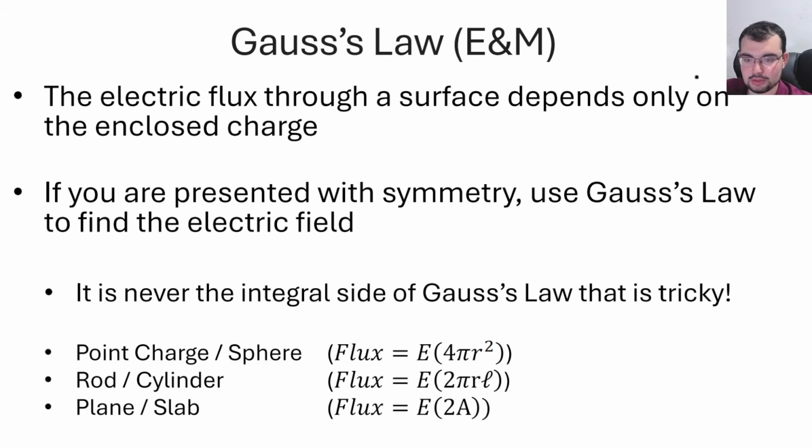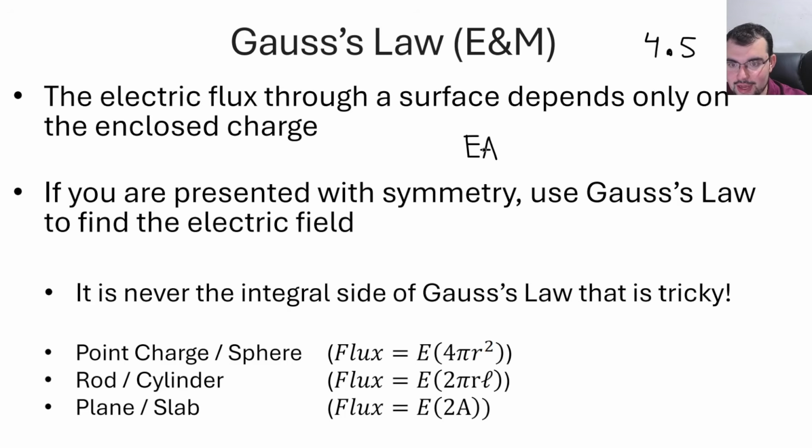Then we got Gauss's law. This would be section 4. 4.5 is the big one, where you have to find the E fields using Gauss's law. So we always are going to write Gauss's law as the flux can be found two ways. It's EA or it's Q enclosed over epsilon naught.